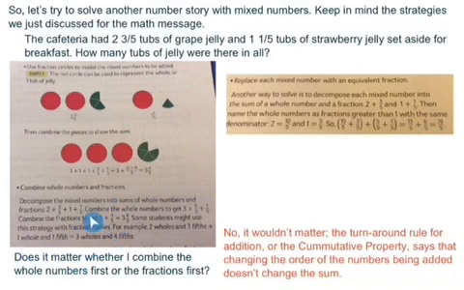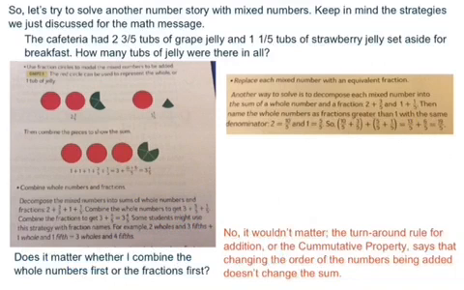So when I think about this one, I want to ask, does it matter whether I combine the whole numbers first or the fractions first in this kind of method? I hope you would know it wouldn't matter. The turnaround rule for addition, or that's the commutative property, says that changing the order of the numbers being added doesn't change the sum. So I could do these either way.